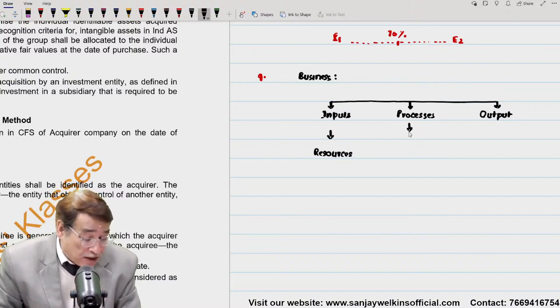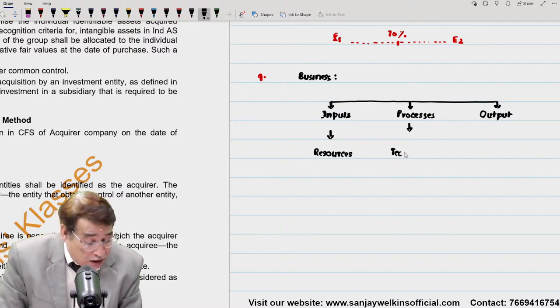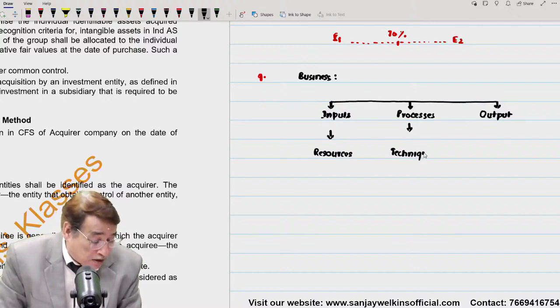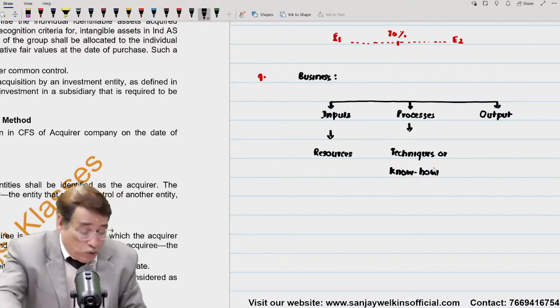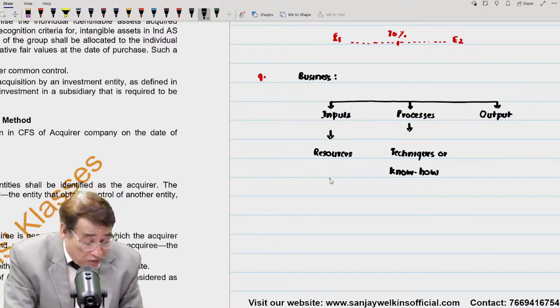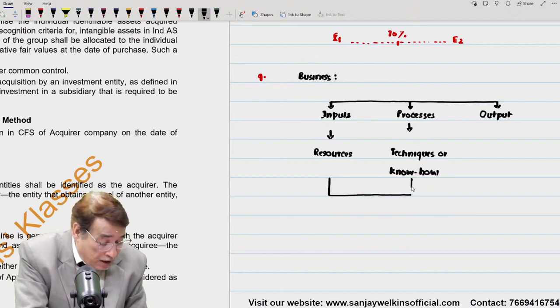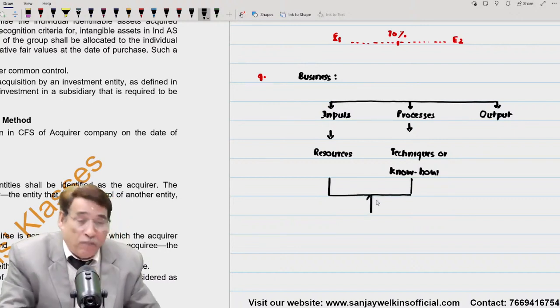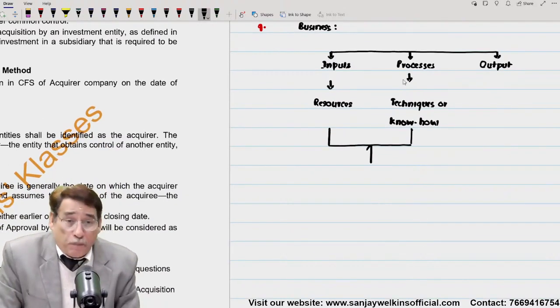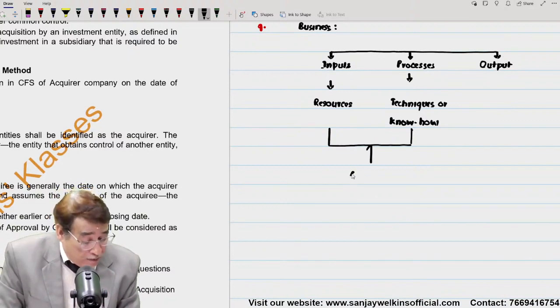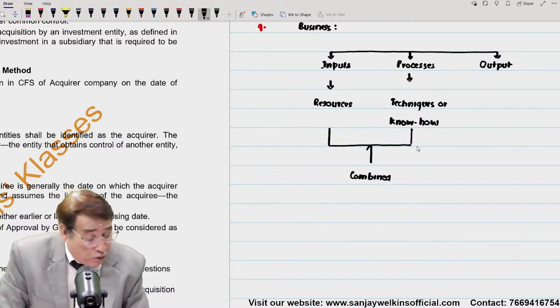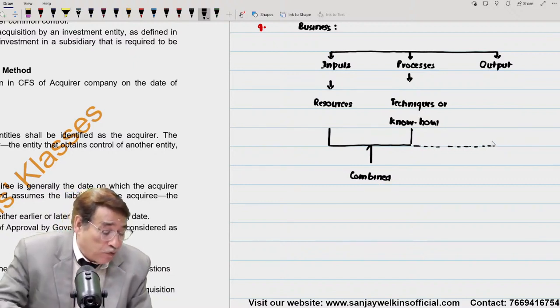Further, this entity must have some techniques or processes. Techniques, T-E-C-H-N-I-Q-U-E-S. It must have some techniques or know-how. And these two things, inputs and process, can be combined and integrated. We should be in a position to combine them and integrate them. And by combining or integrating them, we should be in a position to generate some output. Output stands for revenue.